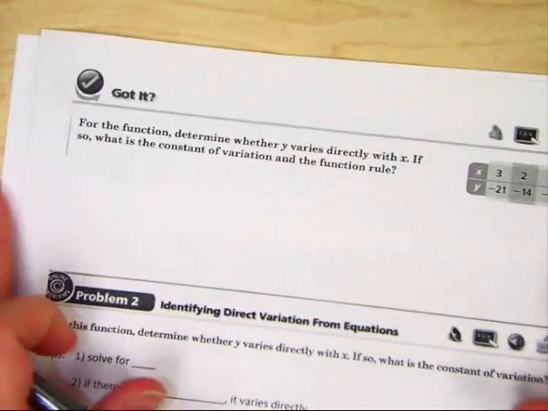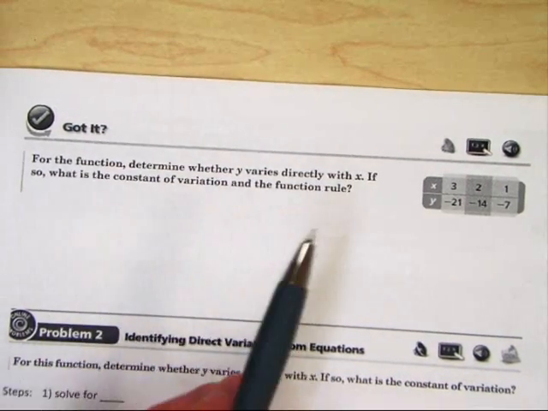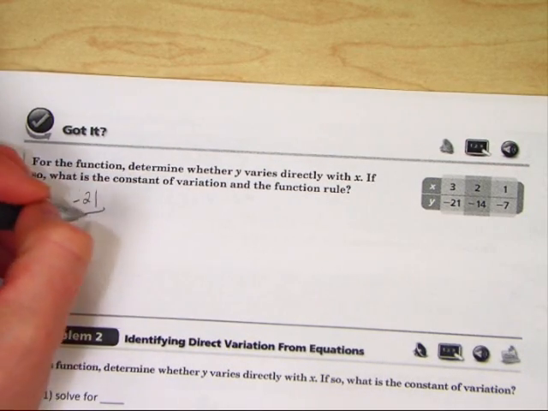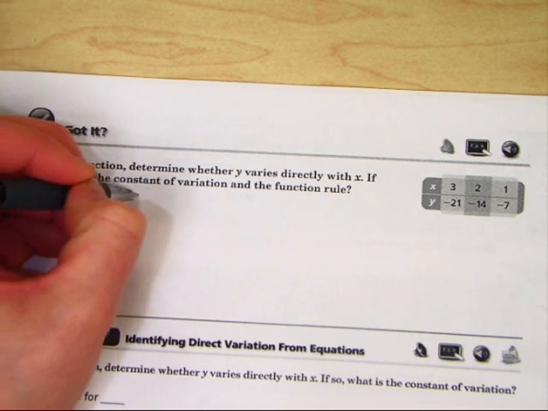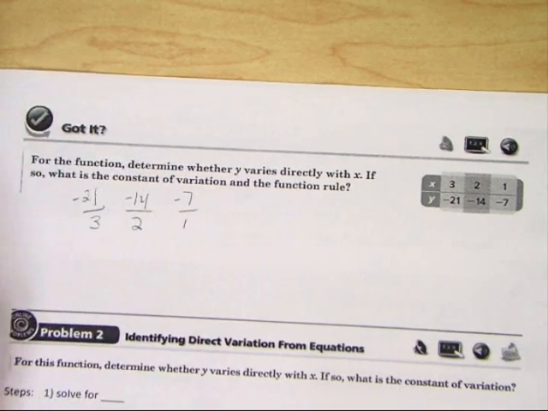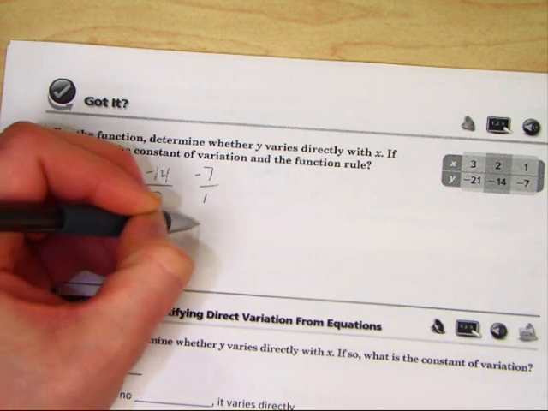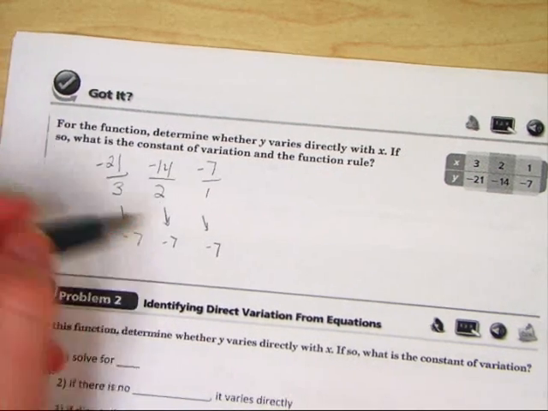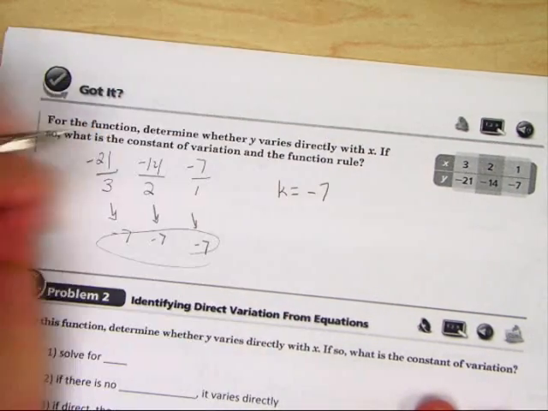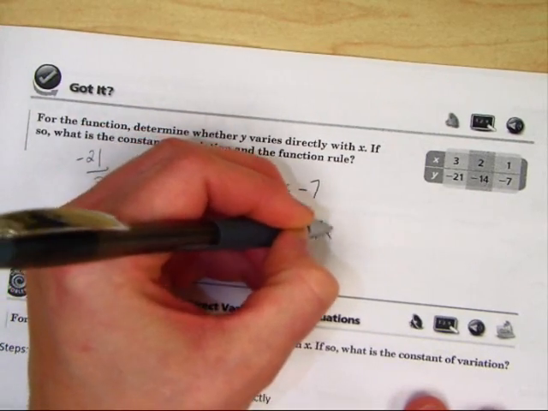Take a look at the Got It. For the function over here, determine if y equals kx. In other words, if y varies directly with x. If it does, what's the function rule? So we take the first y, negative 21, divide by the first x. Take the second y, negative 14, divide by the second x. And take the third y, negative 7, and divide by the third x. This reduces to negative 7, this reduces to negative 7, and this also reduces to negative 7. Since they all reduce to negative 7, you write k equals negative 7. That's what we call the constant of variation. And then you make your function rule, y equals negative 7x.